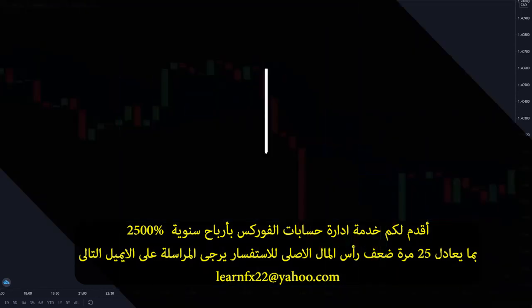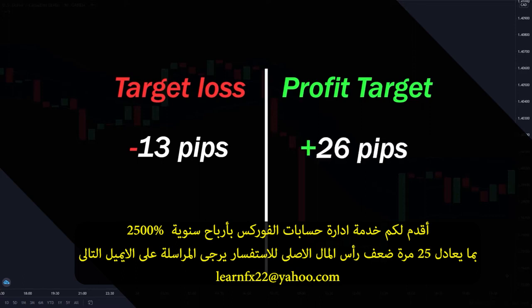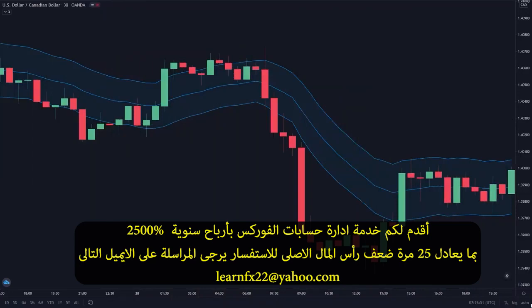And you take a short position when a candle fully closes below the ATR line. But for this backtest, I'm going to set a target loss and a profit target. My target loss will be minus 13 pips. So if a trade reaches 13 pips loss, I close the trade automatically. And my profit target will be 26 pips, so I'll automatically close a trade if it reaches a profit of 26 pips. Now that you know when to enter and exit, let's get straight into the backtest.